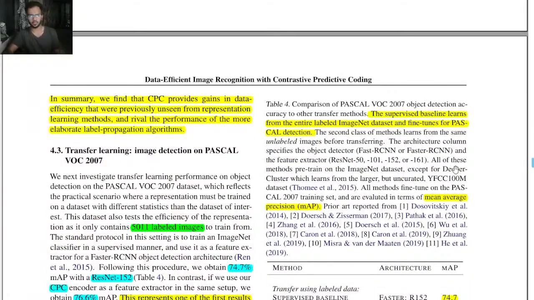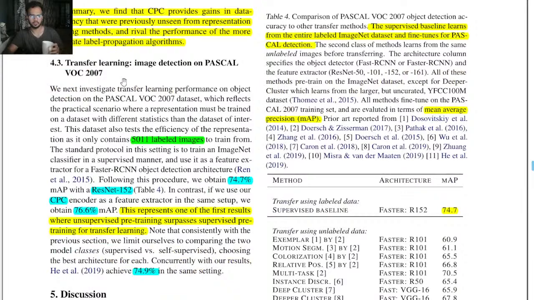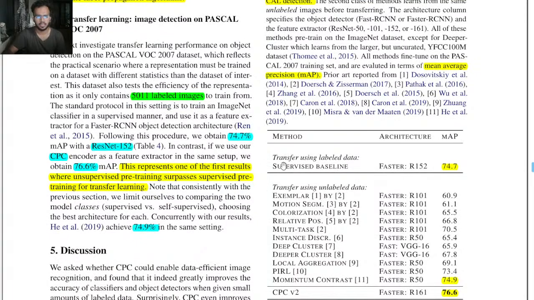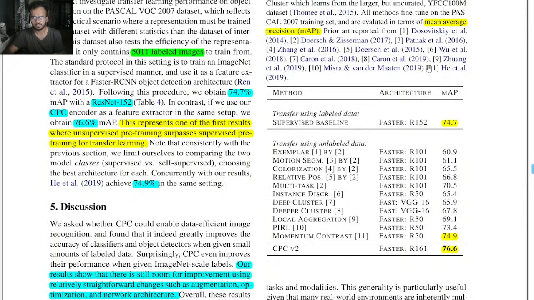So after doing all this analysis over ImageNet, they decided to try object detection on PASCAL VOC 2007. It has 5,000 labeled images. They obtained 74.7% mAP. This is the same table that we saw in the slides earlier. So CPC v2 gets 76.6 over the 74.7 supervised baseline. MoCo also performed better than the supervised baseline, but it was just a 0.2% increase.